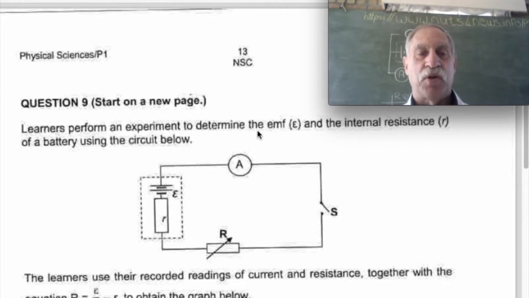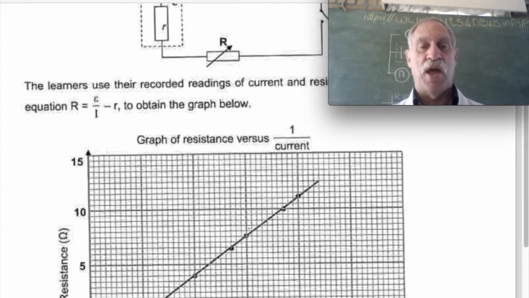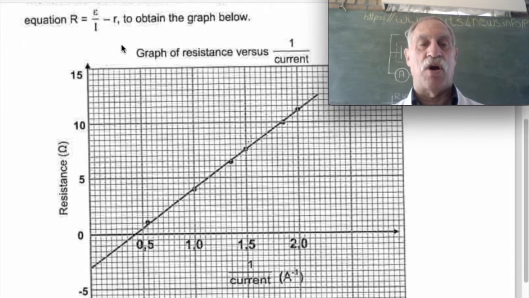Learners perform an experiment to determine the EMF epsilon and the internal resistance little r of a battery using the circuit below. There's an ammeter, switch, a variable resistor, and there you see your typical cell with the internal resistance and an EMF. The learners use their recorded readings of the current and resistance together with the equation. That equation, by the way, is not in your data sheet. So they've given you an equation to obtain the graph below. There is a graph of resistance versus 1 upon current. Now notice that 1 upon current.